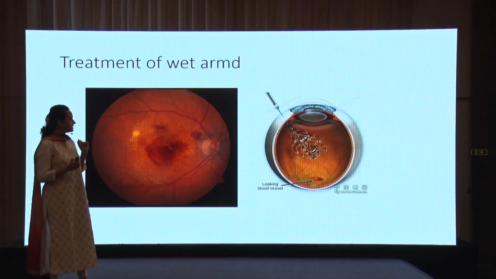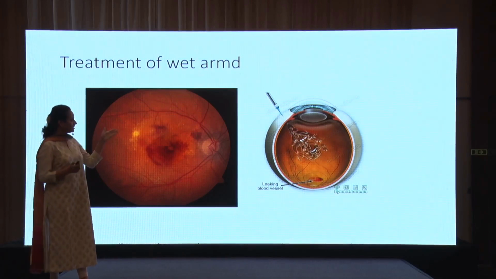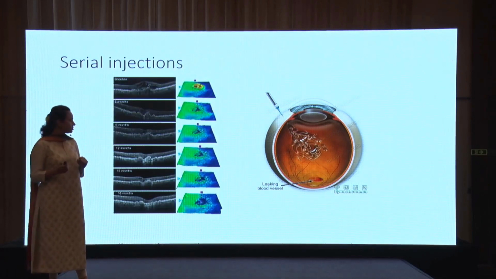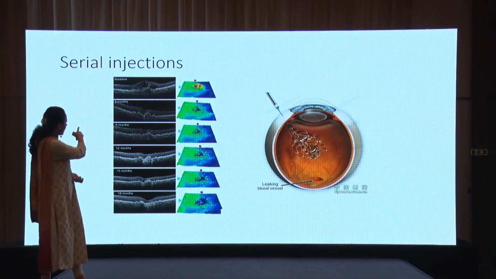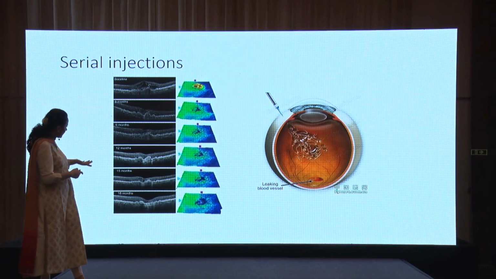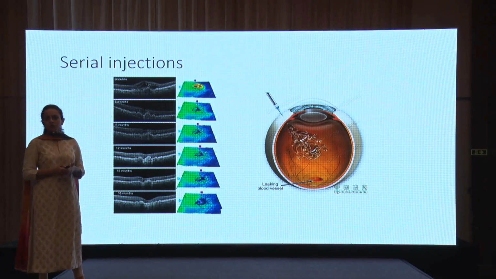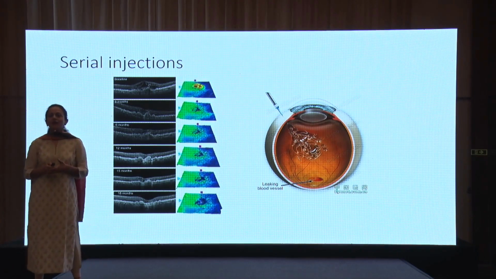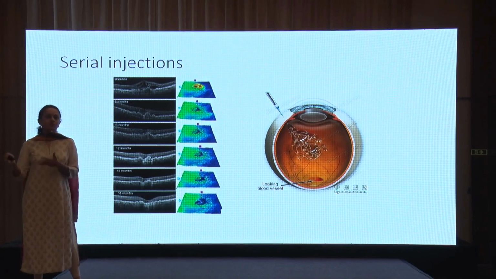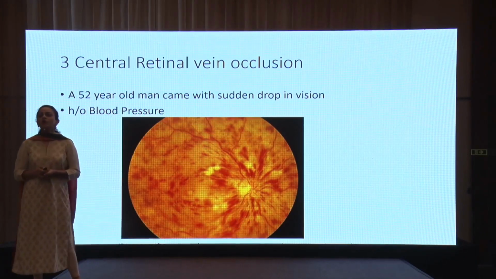Even this disease, if diagnosed in time, we can treat with intravitreal anti-VEGF injections. Serial injections are required. You see after serial injections how the disease has quietened. Now, compliance is very important here. Patients should not leave the treatment midway and should continue it sincerely for 2-3 years to maintain and preserve the vision. Third is retinal vein occlusion.